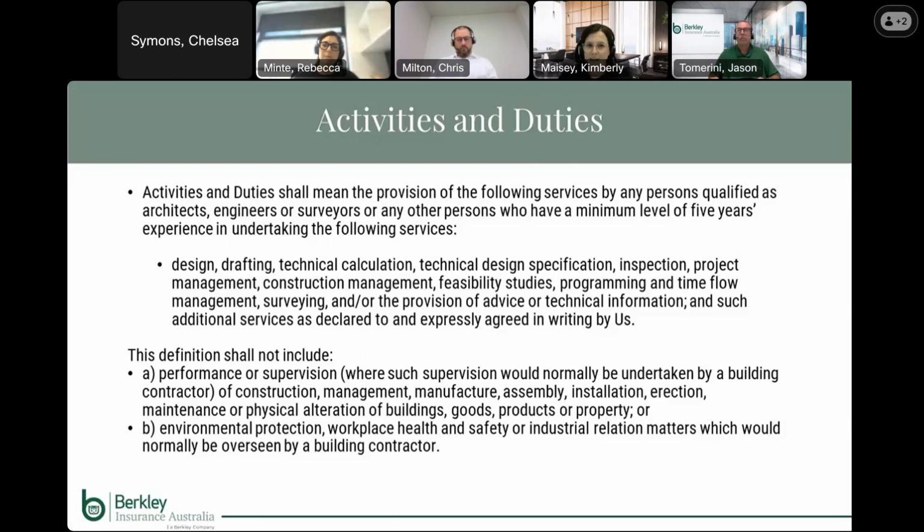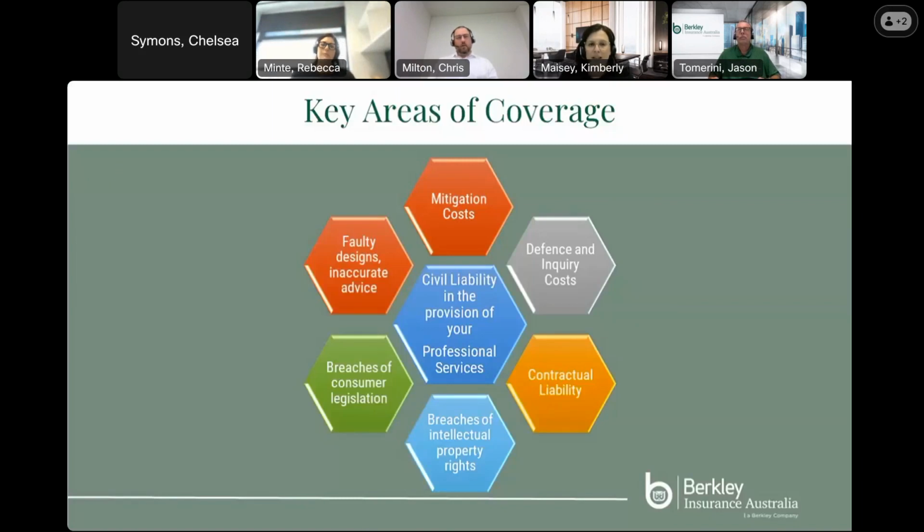Thanks, Beck. Next slide. So I'm just going to touch on some key areas of coverage under the D&C policy. Civil liability in the provision of your professional services, defined as: we will indemnify the insured against civil liability for compensation, including the claimant's legal costs and expenses arising from any claim first made against the insured during the period of insurance arising out of a breach of professional duty by the insured in the exercise and conduct of the activities and duties. Faulty designs, inaccurate advice. It's pretty self-explanatory and covered by the definition of activities and duties.